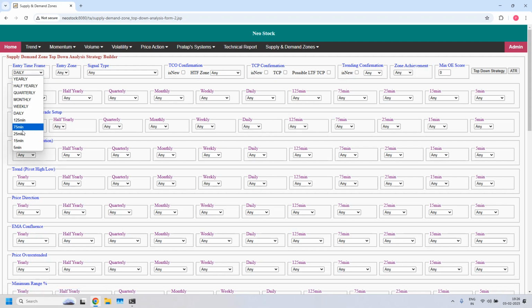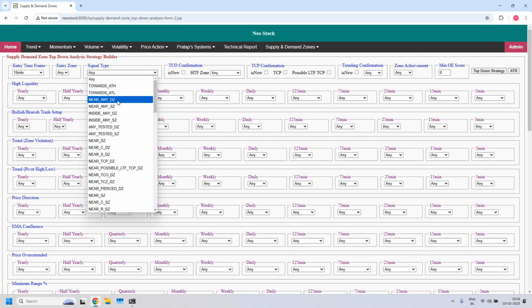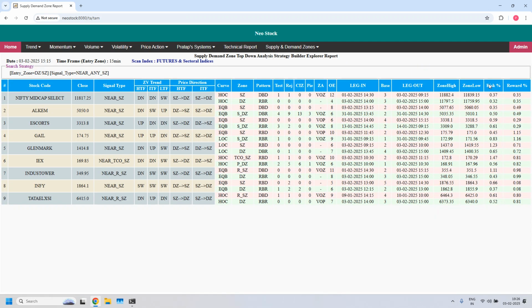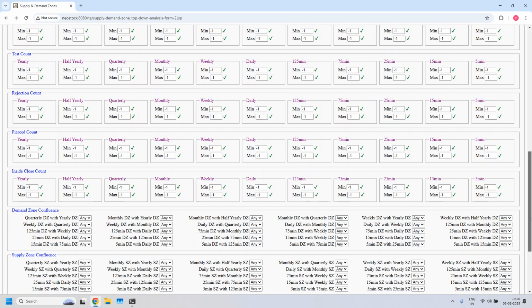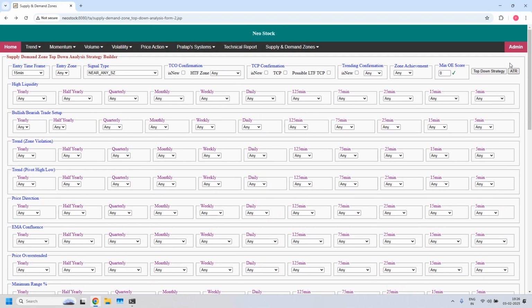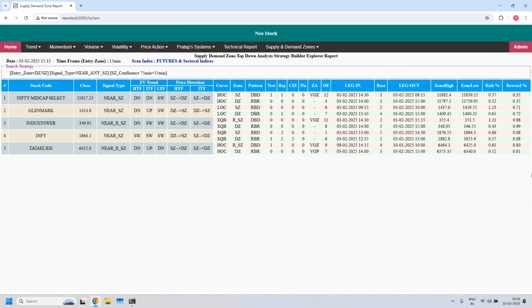Okay, next, 15 minutes time frame. Stocks near 15 minutes supply zone. We got 9 stocks. So let's verify ITF supply zone confluence. That is 15-minute supply zone with 75-minute supply zone confluence. I'm enabling the filter. So with this filter, we got 5 stocks. All these 15-minute supply zones are overlapped with 75-minute supply zone.